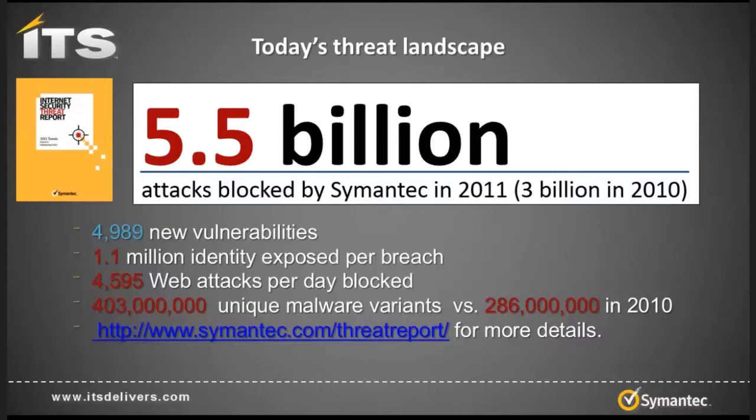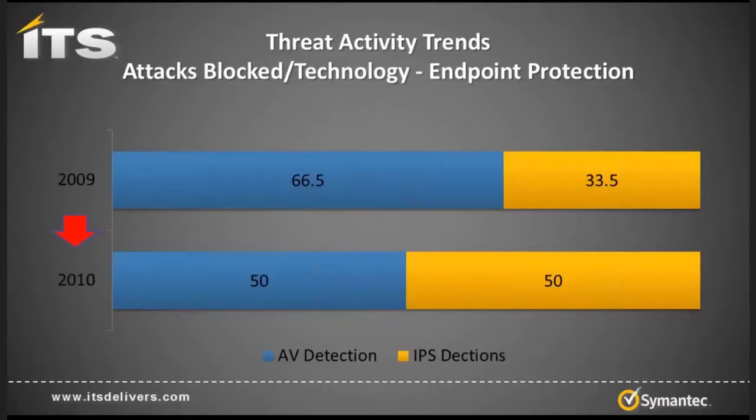But look at these numbers. Almost 5,000 new vulnerabilities, 4,500 web attacks per day blocked. Some of these numbers just boggle my mind. But if we look at this in comparison, one of the things that was a little bit surprising was the downward trend in AV detections.